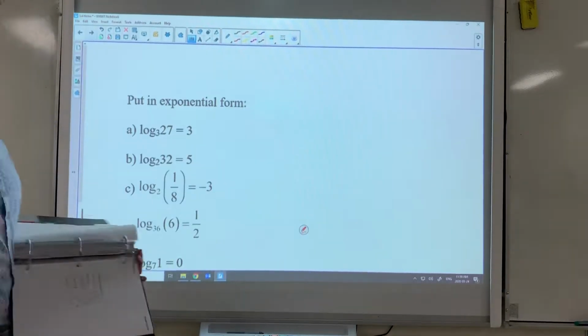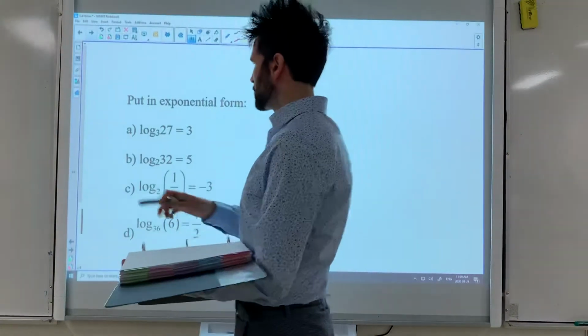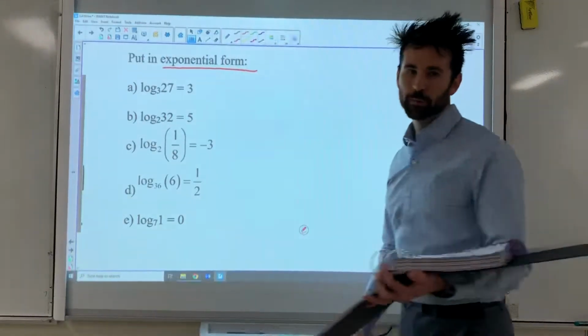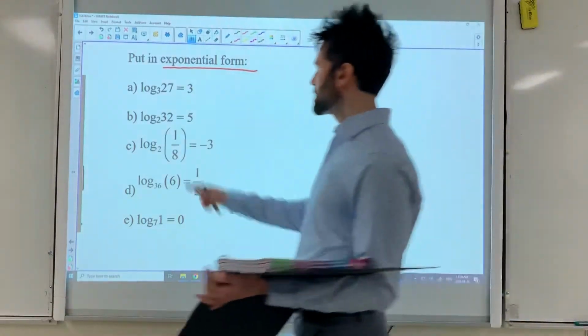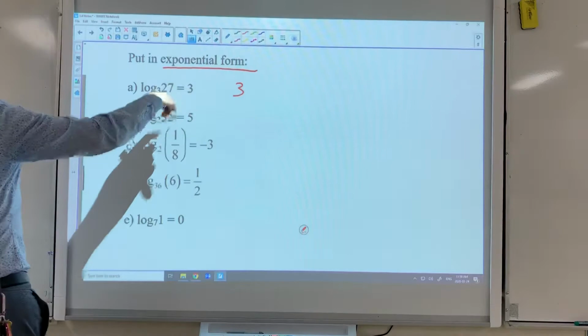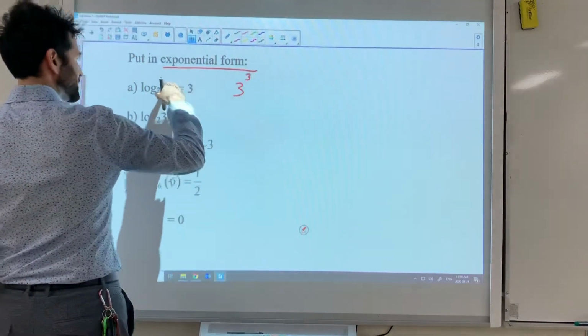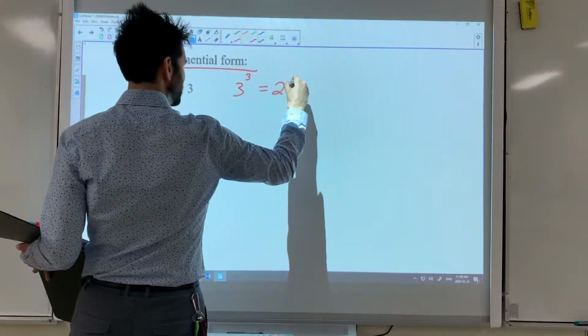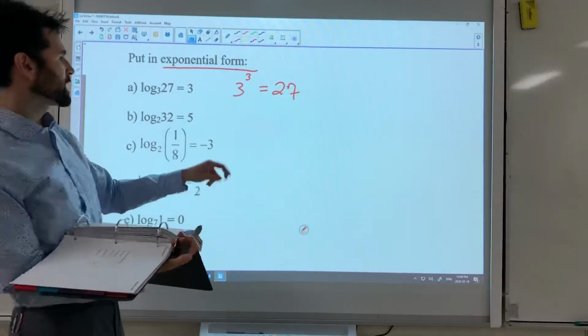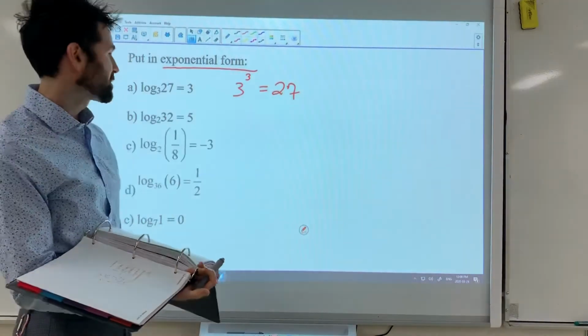Now, what if we go the other way? We have a log, and we want to put it into exponential form. So now we're going backwards. So the base of the log is the base of the power. The answer to the log is the exponent, and then that is the argument like that. Now you should get something that makes sense. Like these ones you can double check. Like 3 to the power of 3 is 27. Okay?